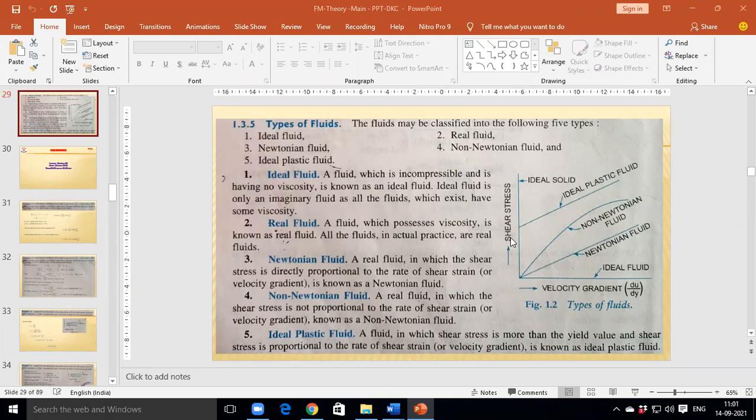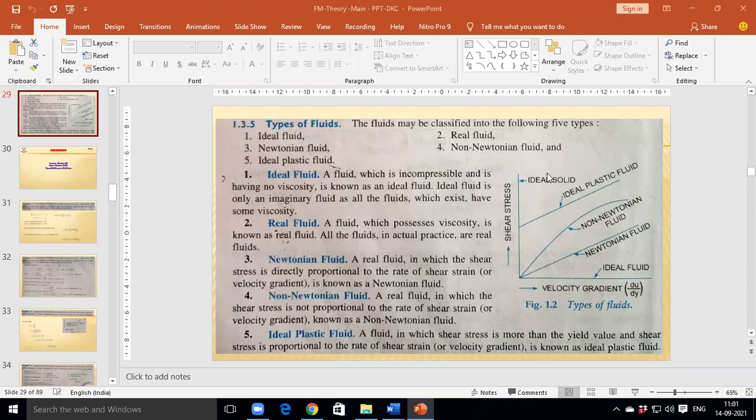For Newtonian fluid and non-Newtonian fluid, is the line passing through the origin or not? Passing through the origin. And shear stress is directly proportional to the shear strain rate. It means which type of fluid? Newtonian fluid.